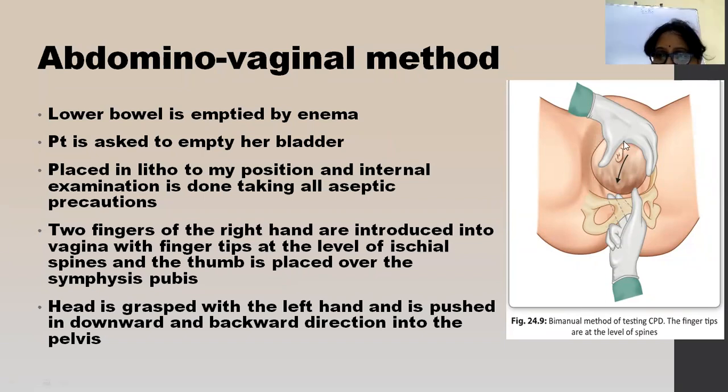Now, how do you do this? This is how you do testing by abdomino-vaginal method or by manual examination, where two fingers of the right hand are introduced into the vagina, and the fingertips should lie at the level of the ischial spines, and a thumb is placed over the symphysis pubis. Now the head of the baby is grasped with the left hand and is pushed downwards and backward direction into the pelvis. So this is how you will do.